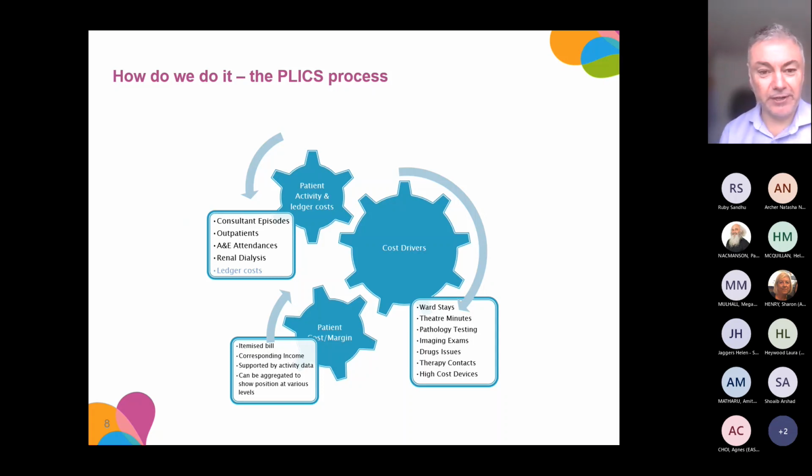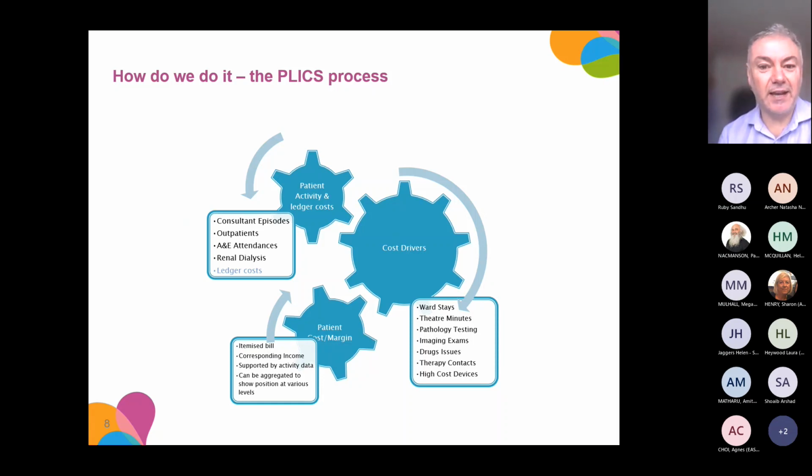And what we're able to do is provide an itemised bill that says this patient was in for, say, 10 days. These are all the things that happened to him during that 10 days. We can match the patient income that came through for that patient. We can match all the supporting activity data, for example, like say theatre minutes or how many tests, and that can be aggregated then to show the position at various levels.